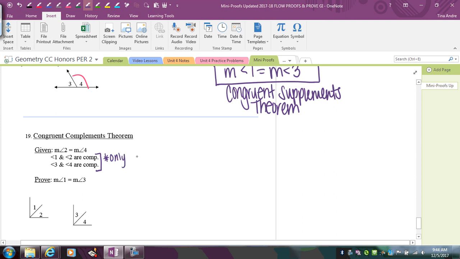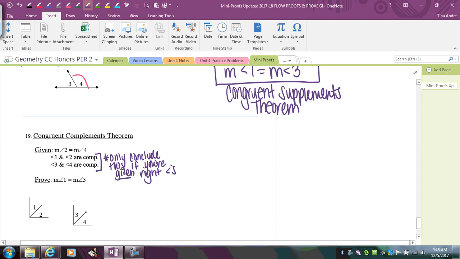You can only conclude this from them telling us, or if we know we have right angles. So I'm going to make a note of that: only conclude this if you're given right angles. So you either have to be told that they're complementary, or you can only conclude it if you're given right angles.